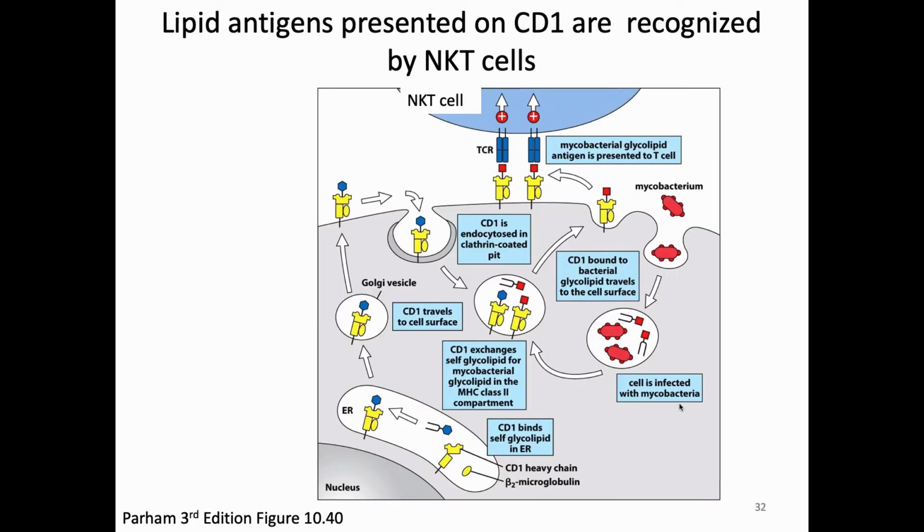CD1 presents lipid antigens, and those lipid antigens are recognized by cells known as NKT cells. Once upon a time, people did flow cytometry and were trying to detect NK cells, and they found this marker, and they're like, woohoo, it's on NK cells. We got an NK cell marker. And then they realized it was on some T cells too, and they were confused about what was going on. And so those cells got called NKT cells.